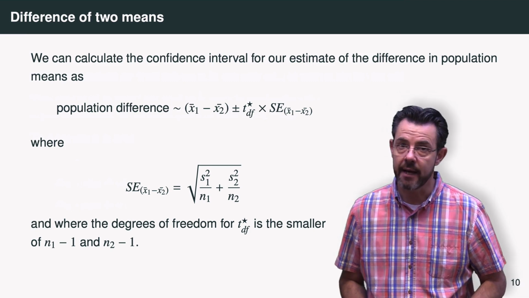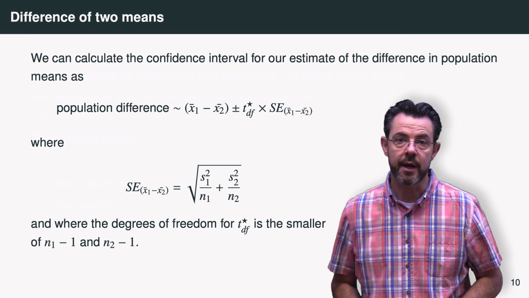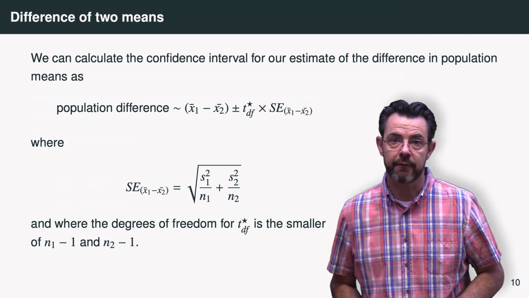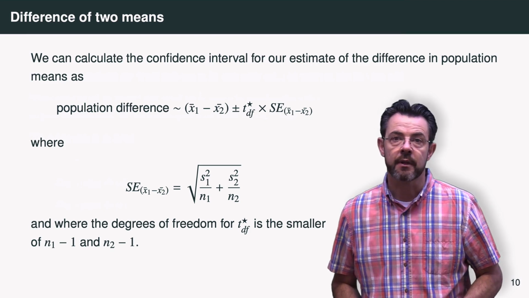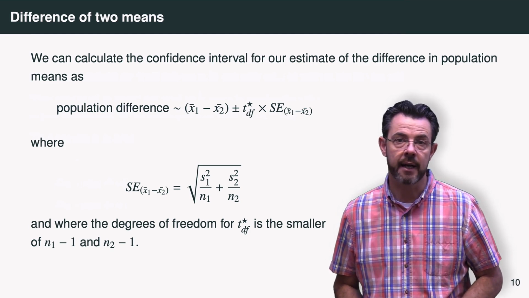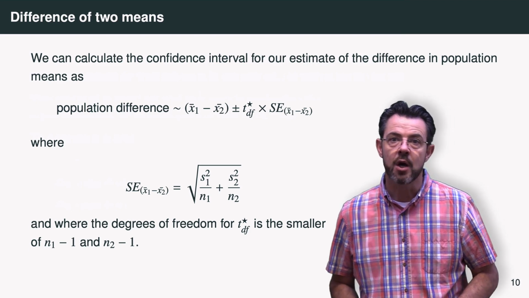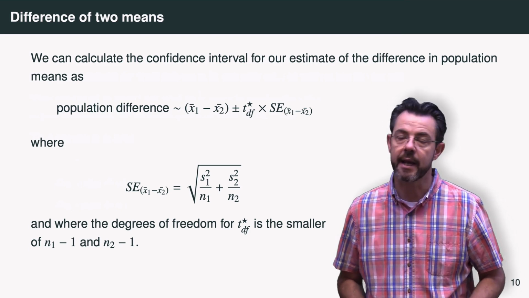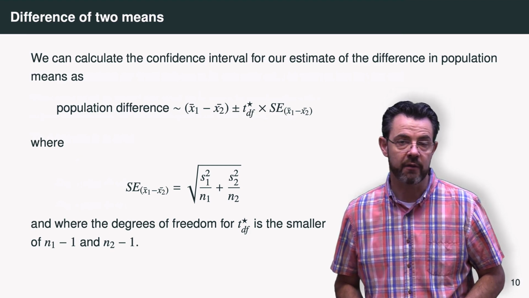And here the standard error for the difference in sample means is calculated as the square root of the sample 1 variance divided by the number of observations in sample 1, plus the fraction of the second sample's variance divided by the number of observations in the second sample. And for the degrees of freedom, we use the smaller of n1 minus 1 or n2 minus 1, where n1 represents the number of observations in the first data set and n2 the number of observations in the second data set.